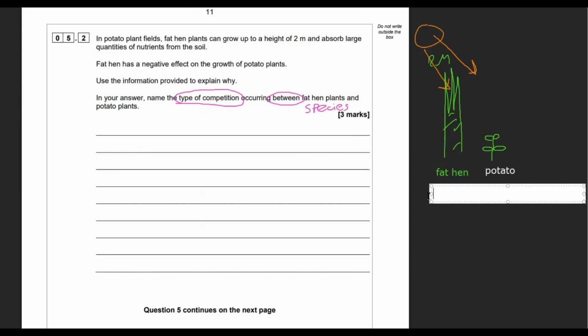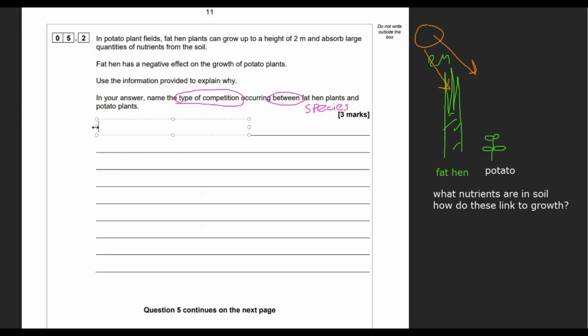So you can see my fat hen plant here blocking out some sunlight to my potato plant. It's also going to affect the nutrients that are absorbed through active transport into those root hair cells in the soil. What you need to do is explain how the presence of that fat hen plant is going to negatively have an effect on the potato plant. So pause the video, have a go. All right, the competition is called interspecies competition.